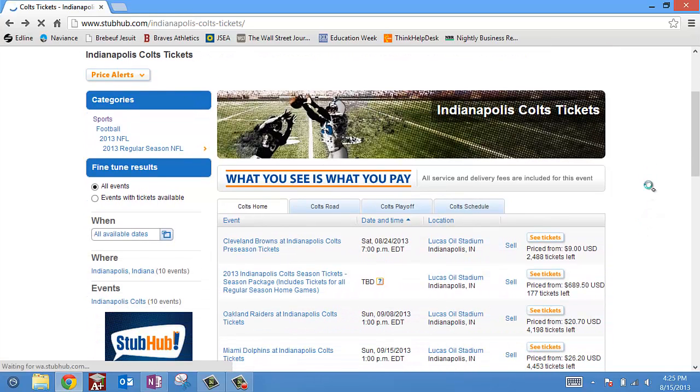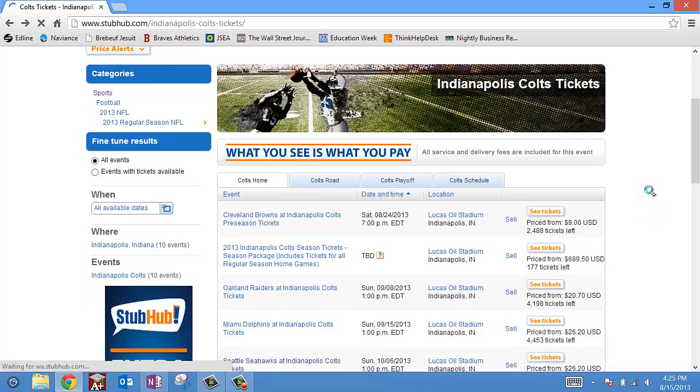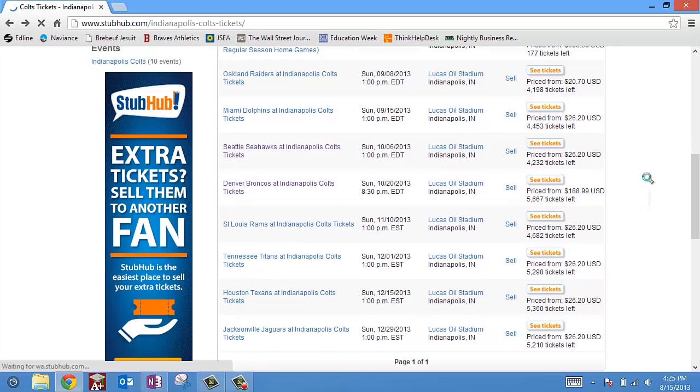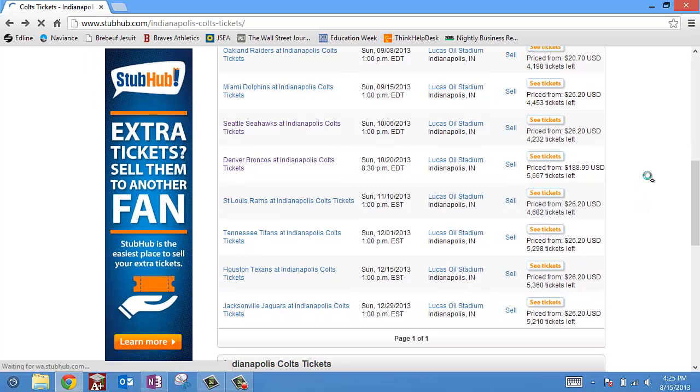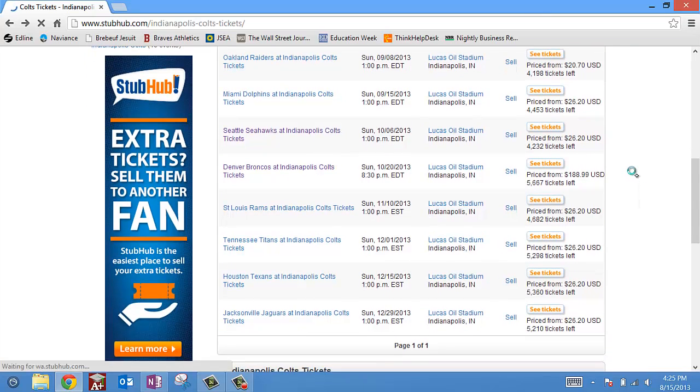What I've got pulled up in front of us right now are the Indianapolis Colts home games for the fall 2013 season. And we see these games mostly at a similar price if you're just looking at a quick glance, priced from the starting price, I guess you could call it, and the number of tickets available. For most of these games, we're looking at a starting price of $26.20, and it goes up, of course, depending on how good the tickets are. Except for this one game here, which you might have noticed already. The starting price on this one is $188.99, and if you look over to the left, you'll quickly see why that is.